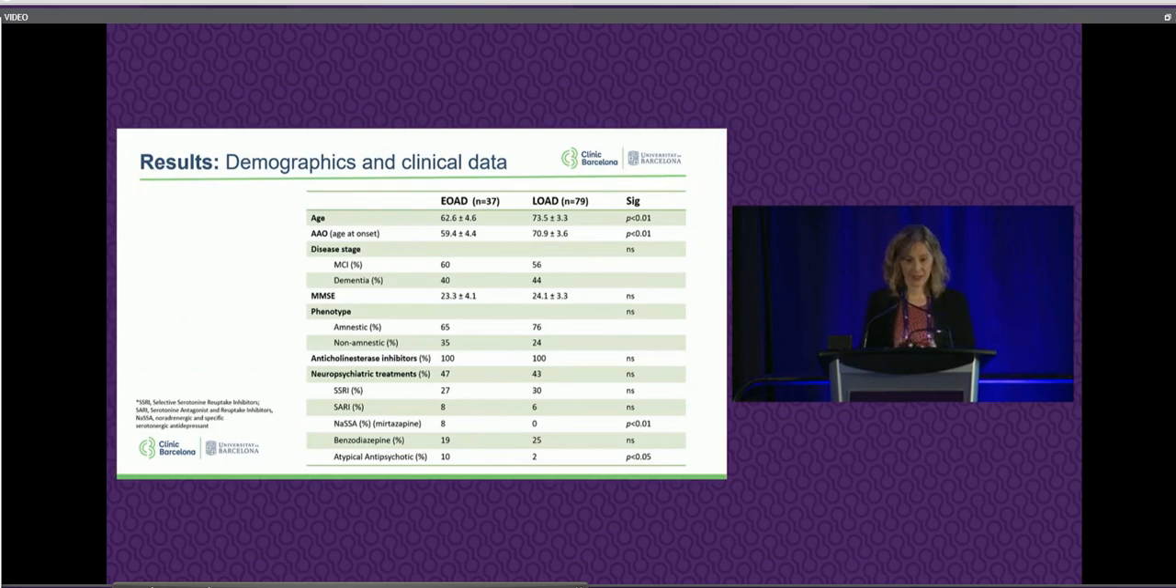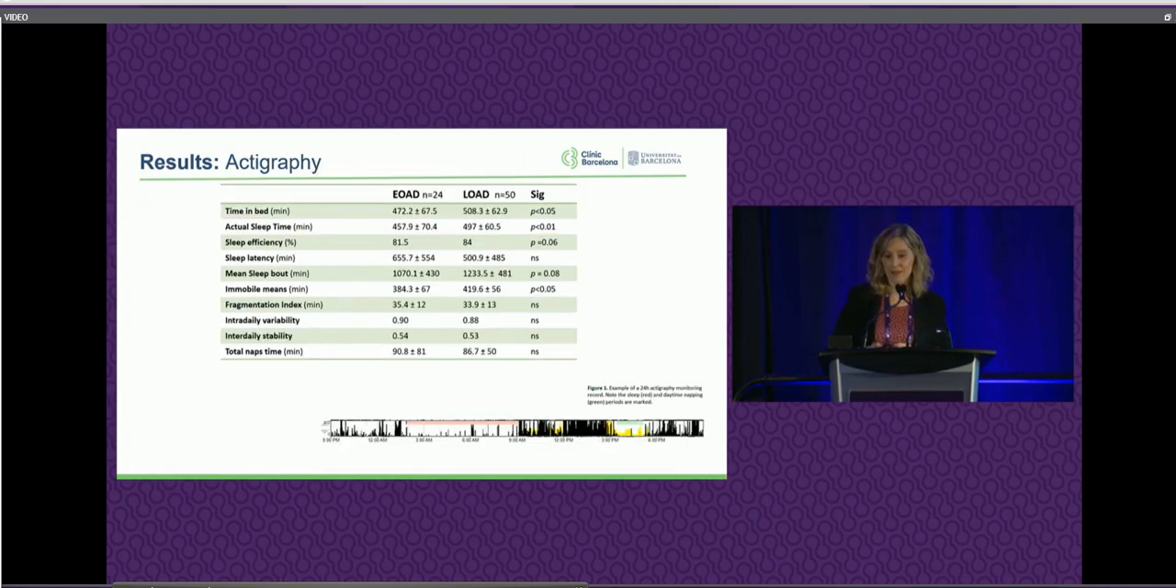The results in regards to demographic and clinical data show the obvious difference in age and age of onset, as expected, but we didn't find differences in terms of disease stage. Most of them were in MCI stages. Cognition was similar across groups, and also the amnestic phenotype was predominant. There were no major differences in the prescribed medications either.